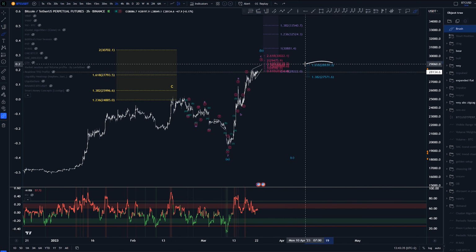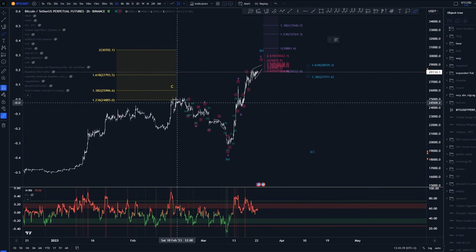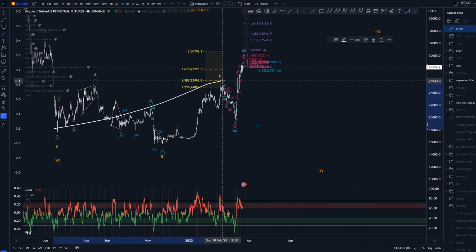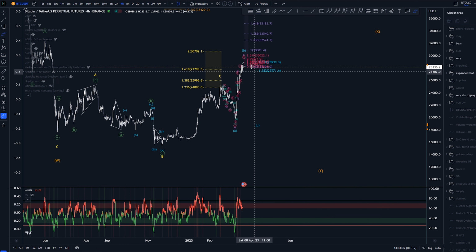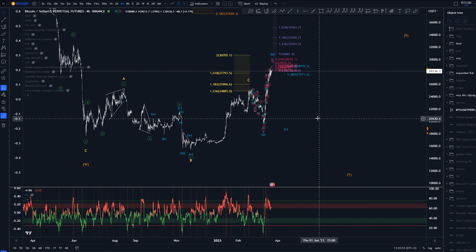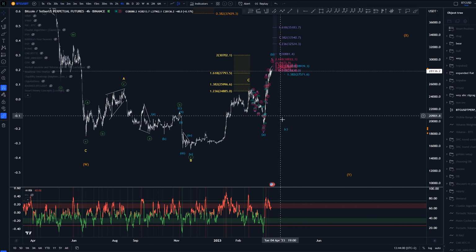But until this breaks, we can still be thinking and talking about at least this possibility of having this as an ABC. Now, whether it is going to be a connector wave for this kind of structure here, we don't know yet. Again, this can be developing into something else as well. But again, that's very high time frame. We don't really need to be talking about that at the moment. But just to give you an idea where I could see the market going at this point. But that's the bear idea.